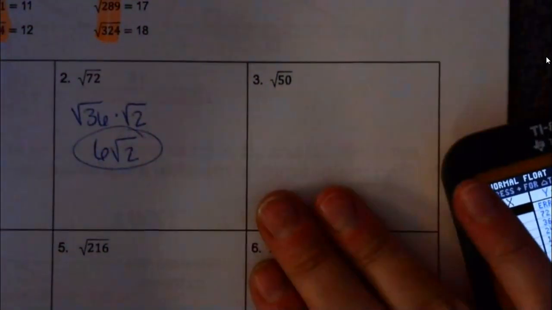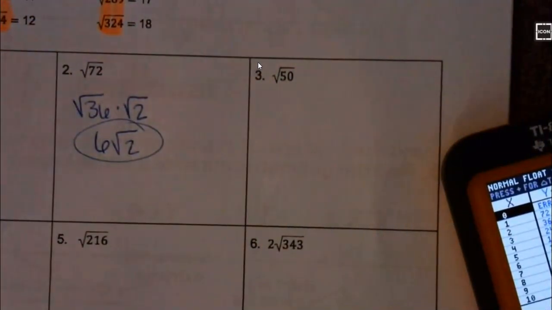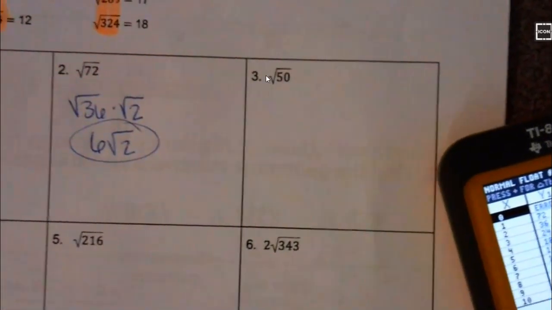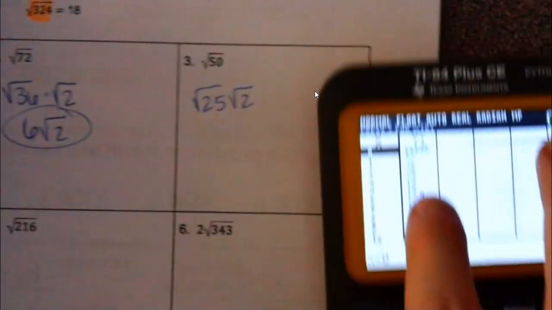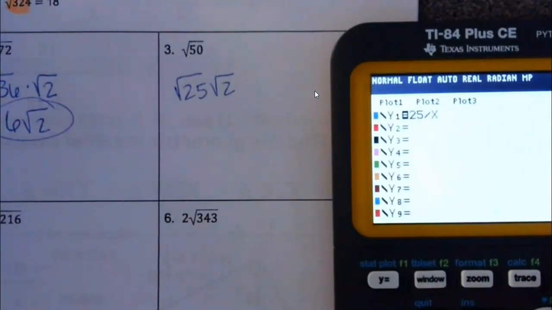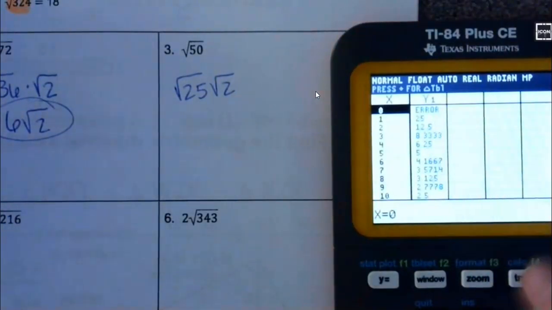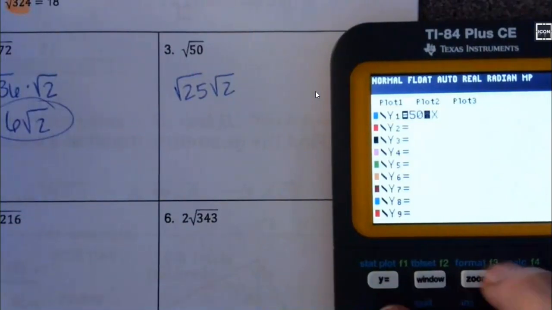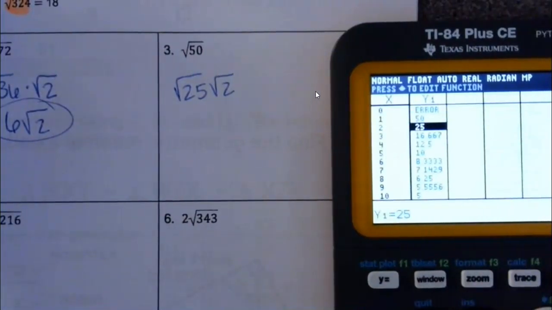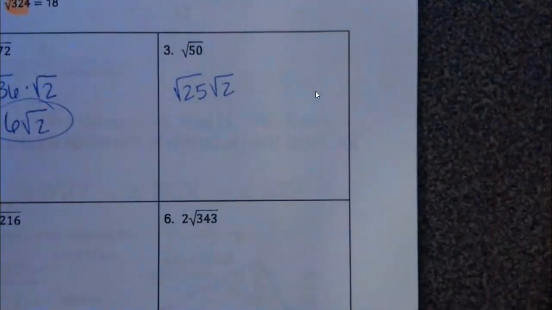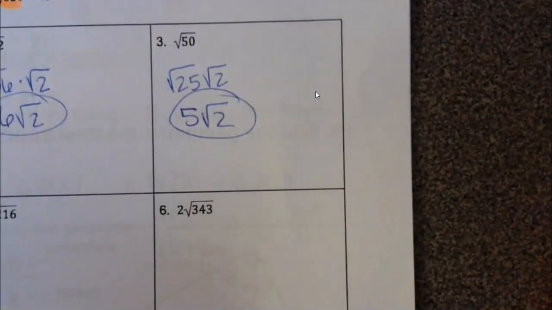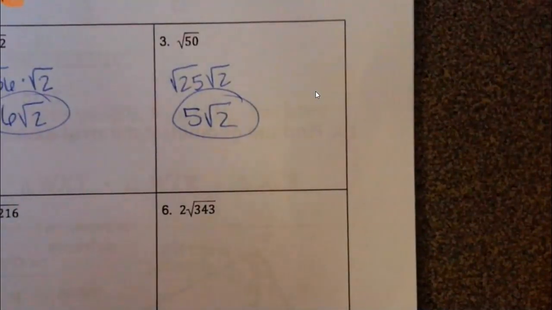Okay. Next we have 50. All right. So for 50, a lot of you guys can look at it and know, well, 25 goes into this twice. If you don't know that off the top of your head, that's perfectly fine. That's why you have a calculator. You just type in 50 divided by x. And then you realize, oh, 25 is a perfect square, and 25 times 2 are the two factors that multiply to equal 50. And so that simplifies to 5 root 2. And then you're done. All right?